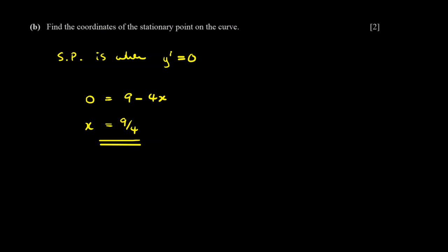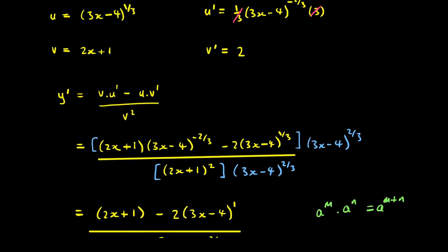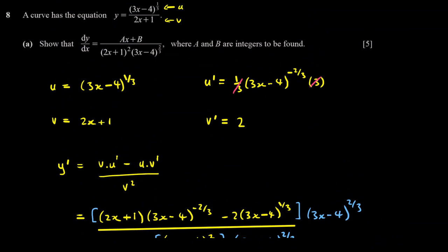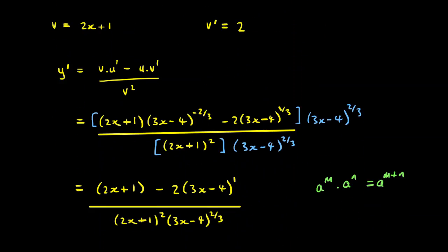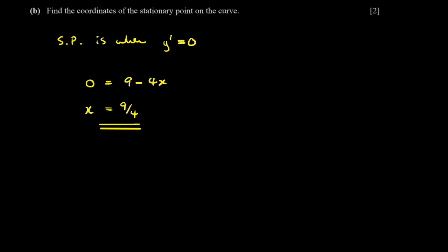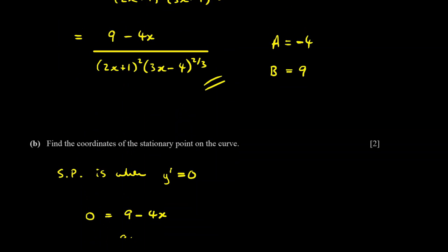But we need to be a bit careful because the question says find the coordinates. So we need to find the y coordinate here. So we need to substitute this x into the equation of the curve. Now, we just need to go back up a little bit and remind ourselves what the equation of the curve is. It is 3x minus 4 to the power of a third over 2x plus 1. So just go back down. So y is equal to 3x minus 4 to the power of a third over 2x plus 1. Just want to double check that I've got that right.